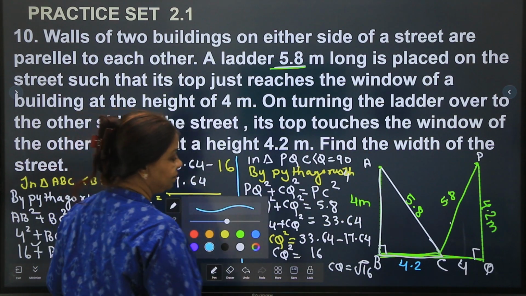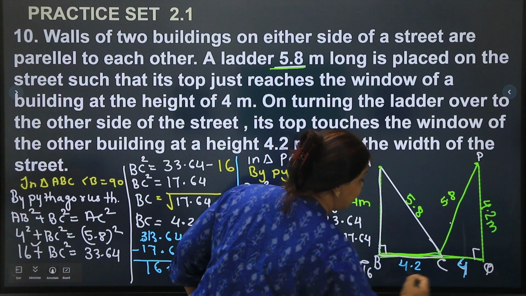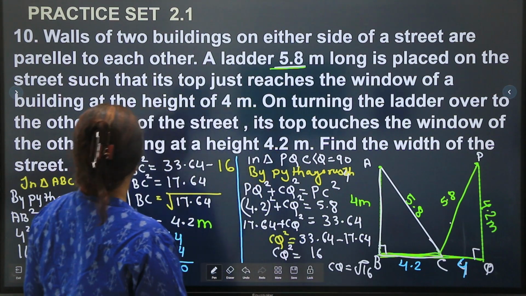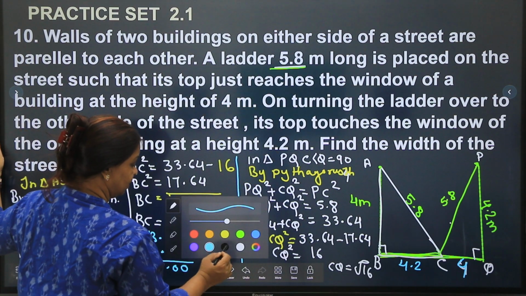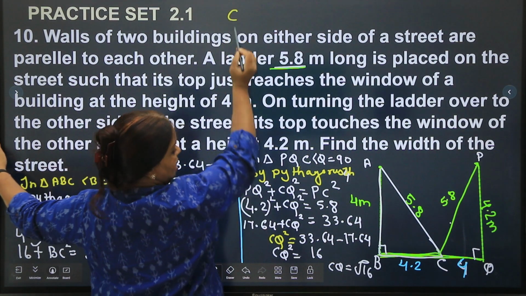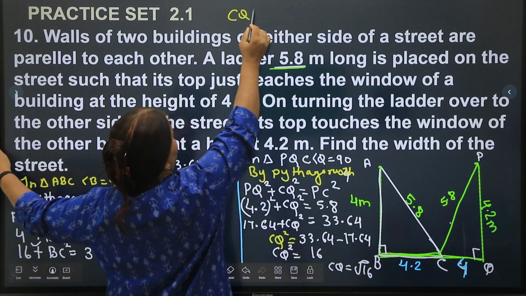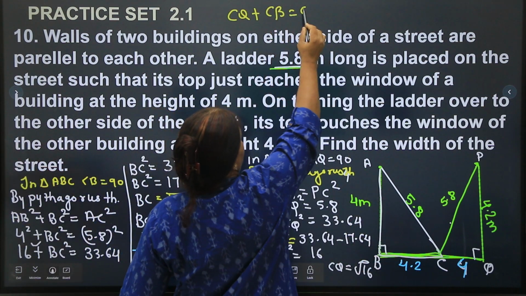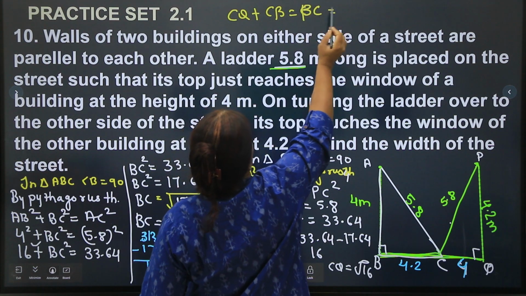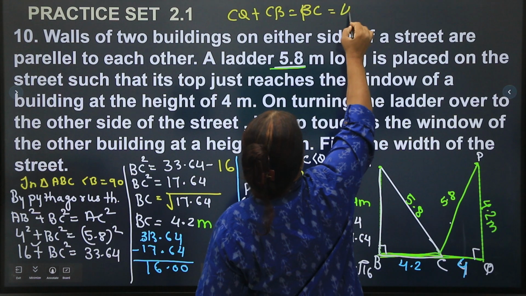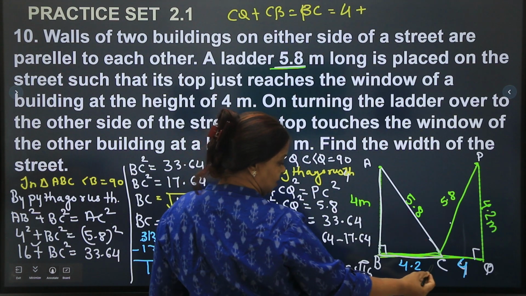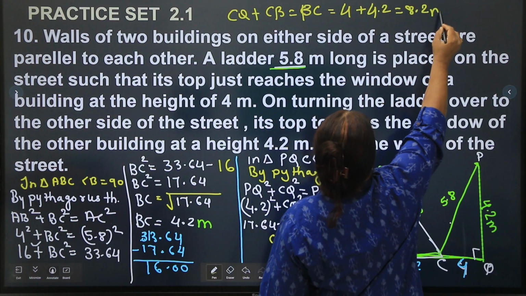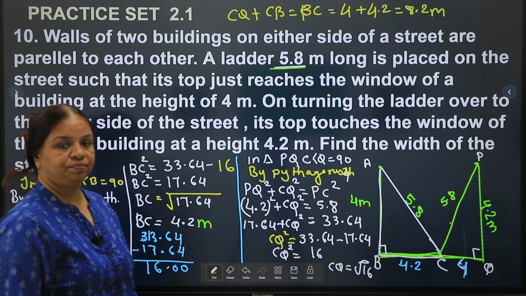Now when we add, to find out the width of the street, it is what? BC plus CQ. So let me write it here at the top. CQ plus CB is equal to BC. And how much is CQ? 4 plus 4.2, which is 8.2 meter. So the width of the street is 8.2 meter.